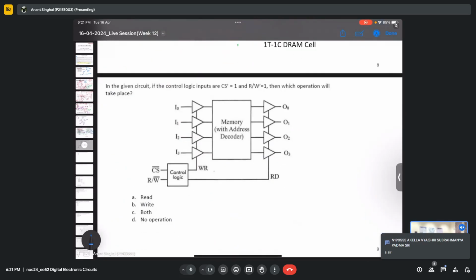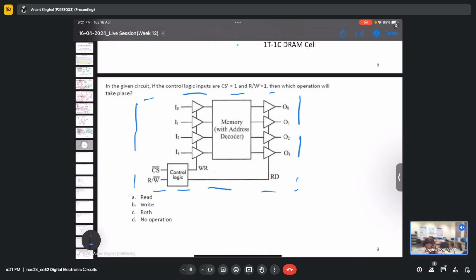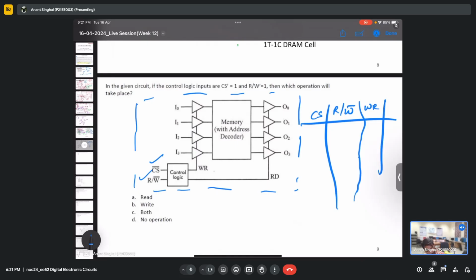Now we have a type of numerical, but a very simple problem. Again, we need a theoretical understanding. This is a circuit explained in the theoretical lectures also. We have this CS RW circuit in which we do the reading and writing operation, and we have a truth table for it to solve these problems. The inputs are CS complement and R by W complement, and it has WR and read, where WR is write. This is the truth table for this particular circuit.